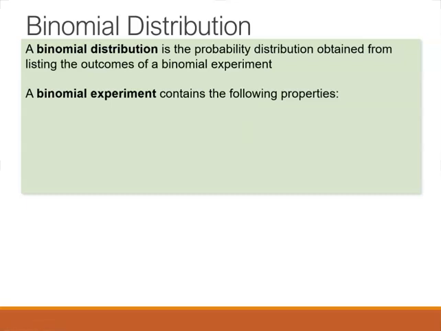So today we're going to be talking about an example of a discrete distribution. That's called the binomial distribution. A binomial distribution is a probability distribution obtained from the outcomes of a binomial experiment. For a situation to be a binomial experiment, we need to have the following properties. There's a known number of trials. We'll represent that quantity with the letter n.